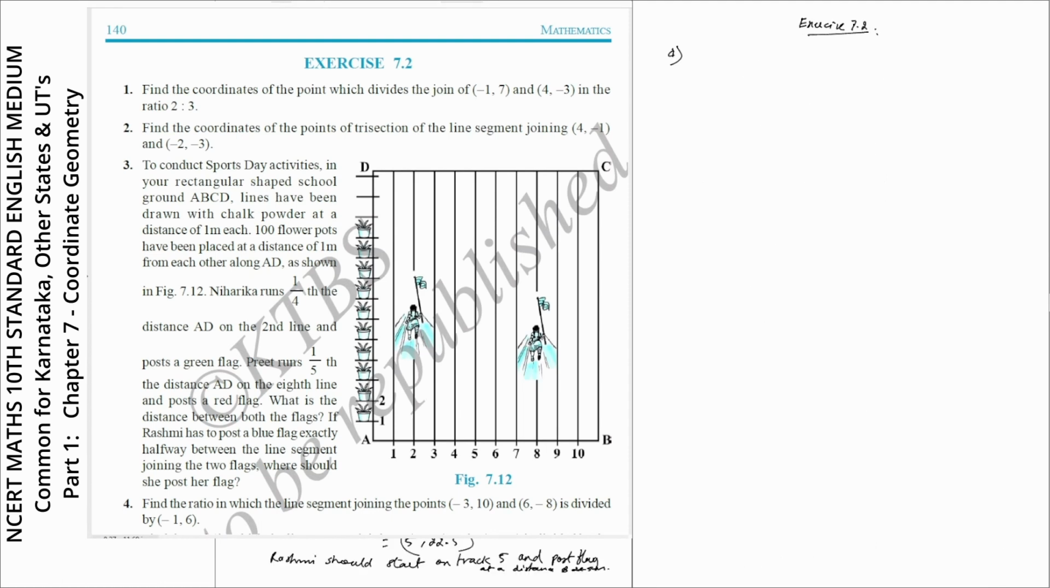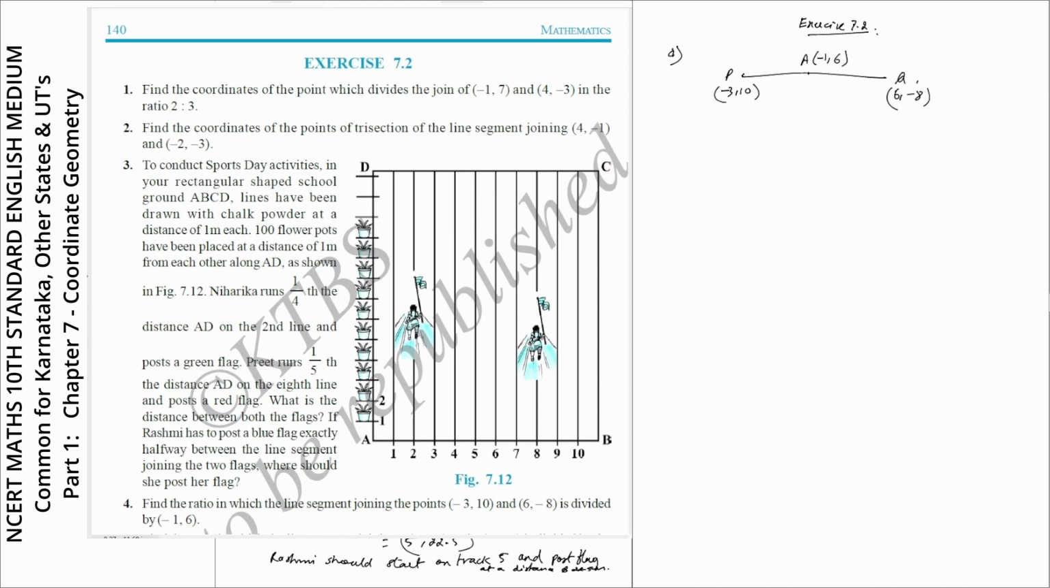Exercise 7.2, question number 4. Find the ratio in which the line segment joining the points -3, 10 and 6, -8 is divided by -1, 6. So here there are 2 points. Let us say it's P and Q. So point P is -3, 10 and Q is 6, -8. And one point is lying on this line, that is, let us say I'll call it A, -1, 6.